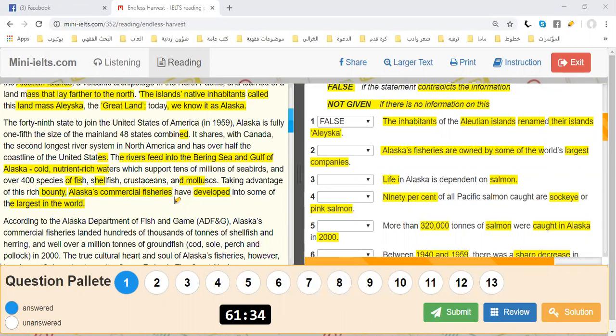It could be false if it said that these fisheries, or the companies that own them, are medium sized or small companies, or not among the largest in the world. But there is no mention of who owns these commercial fisheries, which companies own them, what the size of these companies is, whether they are large or small. There's no clue about that. So the correct answer, or the most appropriate answer, for statement two is not given. Okay? Is it obvious for everyone, Mustafa, Fatima? Excellent.